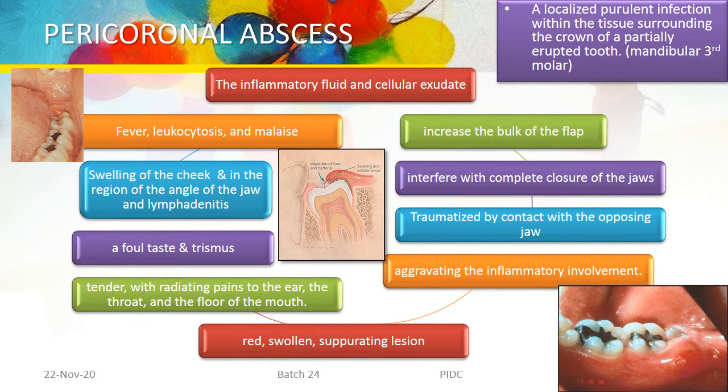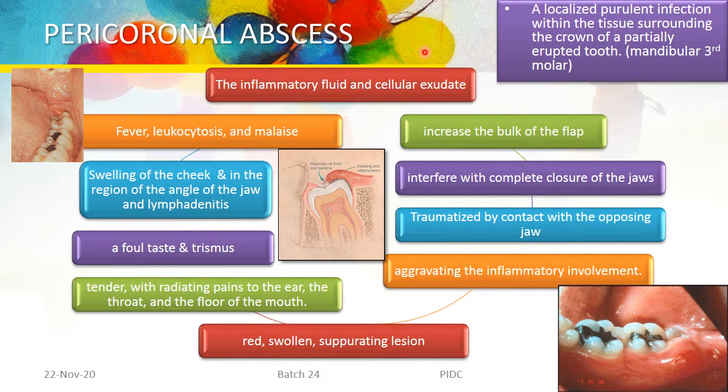Next, coming on to pericoronal abscess. This is a very common condition which we do encounter in the clinics, especially in the age group of around 18 to 25 years. That is the time when the third molar erupts, so you do get problems during that era.